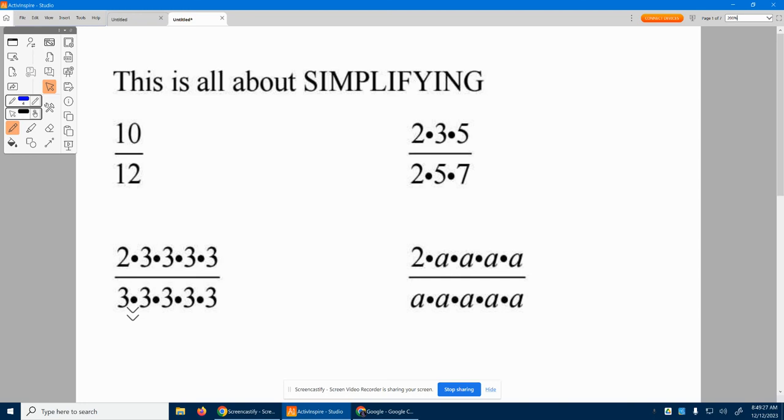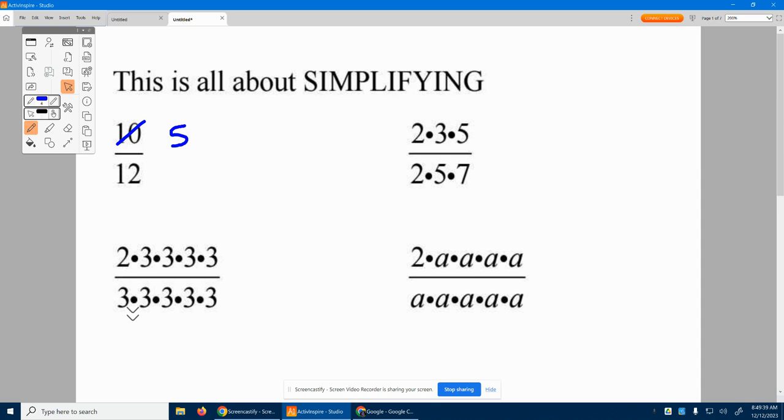All right, this is all about simplifying. So let's say you and I had 10 twelfths. We would say, hey, that simplifies. Both can be divided by 2. Divide 10 by 2, it becomes 5. Divide 12 by 2, it becomes 6. That's the exact same as 5 sixths. We always want things simplified.